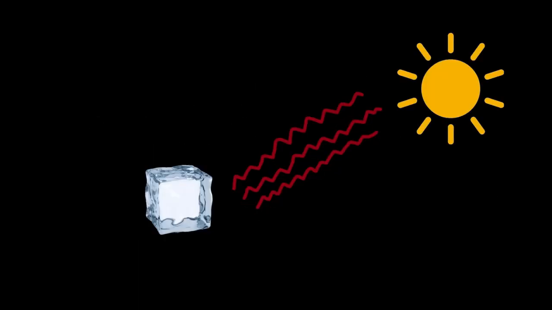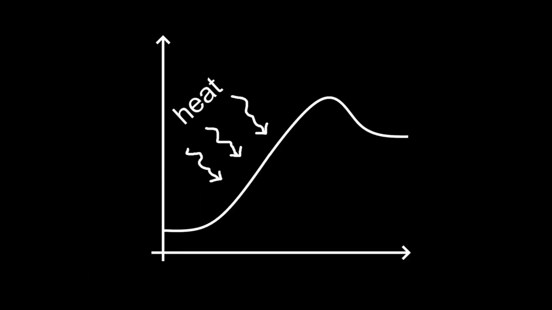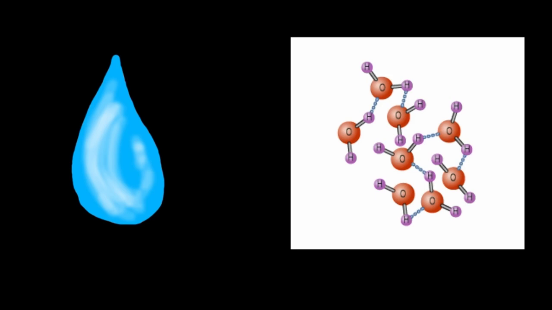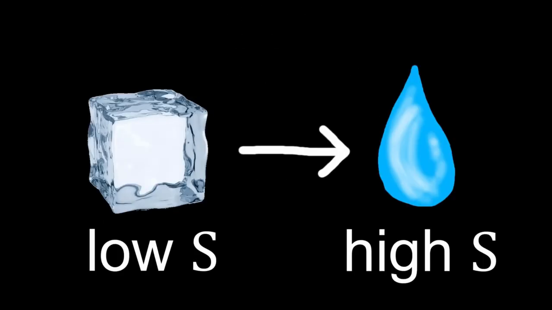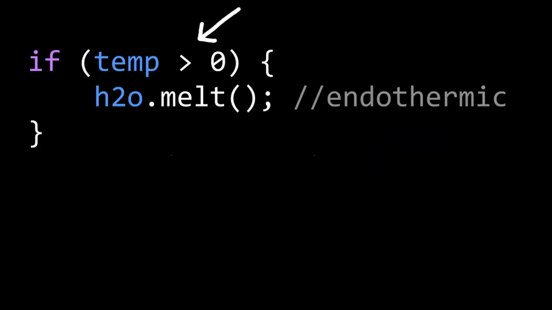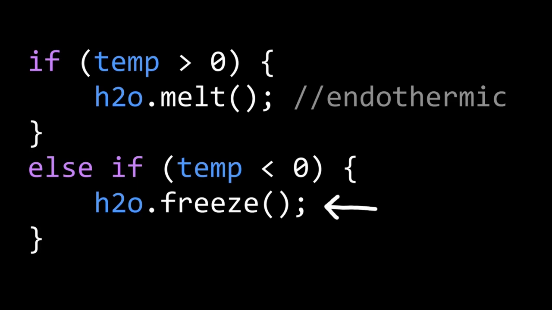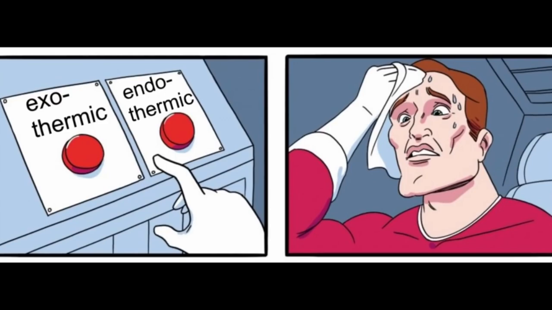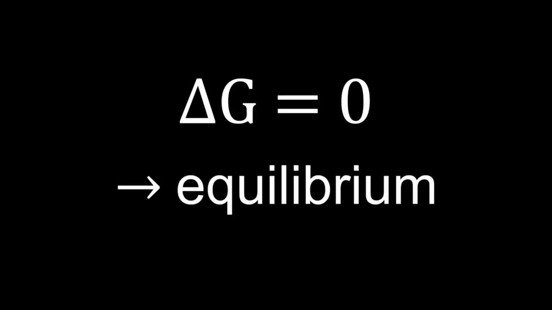For example, melting an ice cube is endothermic because it absorbs heat, but it also increases the entropy a lot, as neatly organized ice turns into water, which is just kind of a mess. So this can happen spontaneously, but only if the temperature is above 0. If it's below 0, the water will spontaneously freeze, which is exothermic. If it's exactly 0, then no reaction will take place spontaneously. In other words, if delta G is 0, we're at equilibrium.